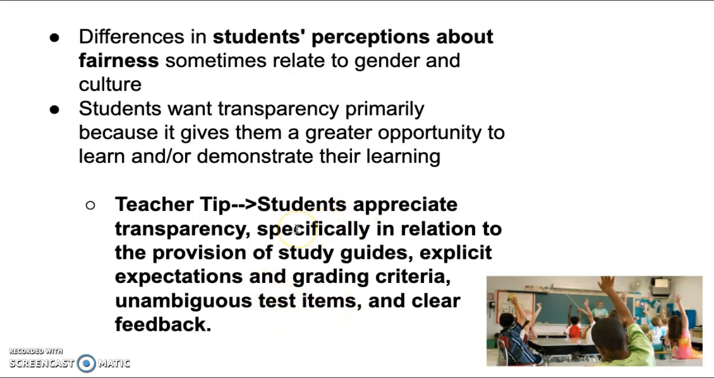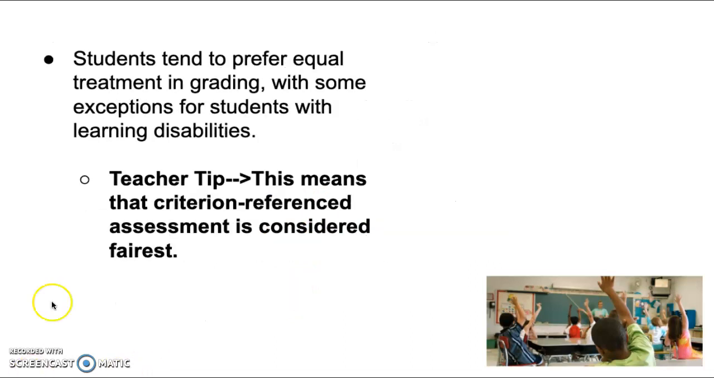So kids want to know exactly where we're headed, how they're going to be measured, what's expected of them, and they want to have clear feedback. And yes, students do tend to prefer equal treatment in grading, but students recognize that for students with learning disabilities, exceptions do need to be made.